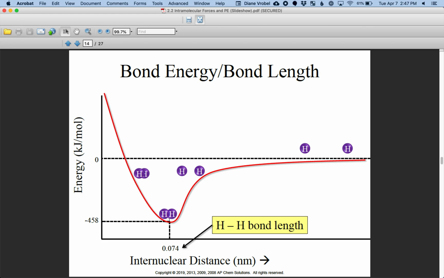I don't know if you remember, but nitrogen had a curve on the left and oxygen was a curve on the right, and that's because of internuclear distance. Notice with hydrogen, its internuclear distance is 0.074, okay? So bond length will determine where the base of that curve is.